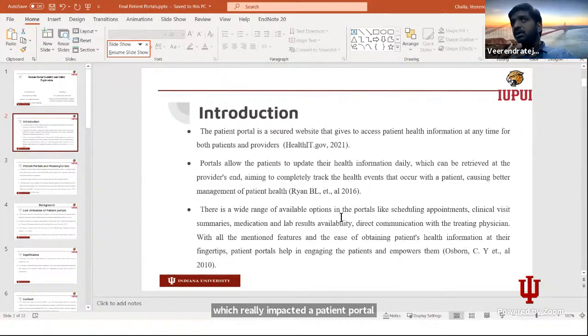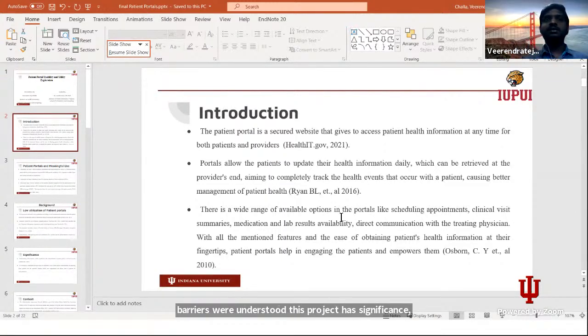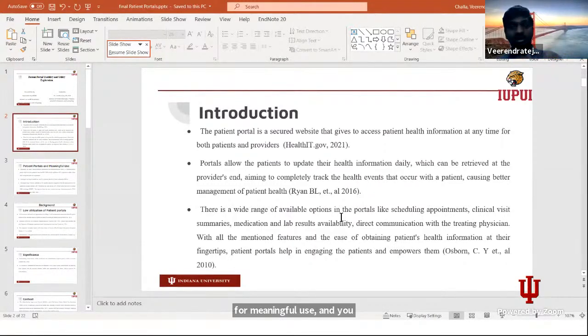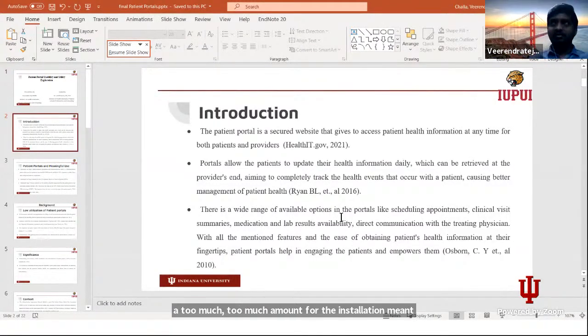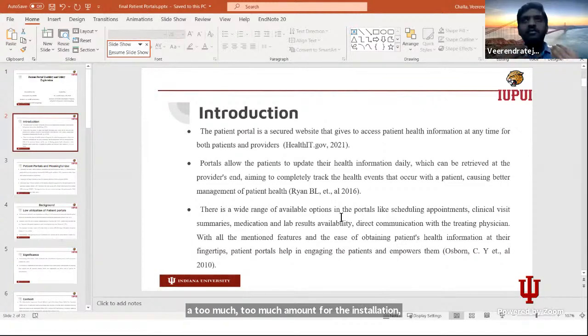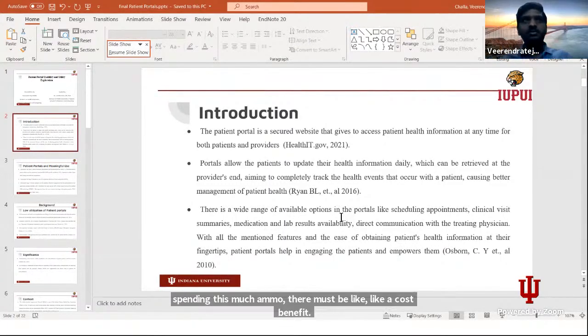And then once those barriers were understood, this project has significance, so that CMC spending is a lot of money on this for meaningful use. And even the healthcare organizations, the hospitals or the healthcare centers, they were spending too much amount for the installation, maintenance, and everything. So after spending this much amount, there must be a cost to benefit analysis.